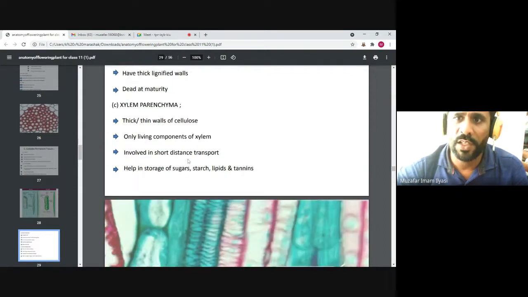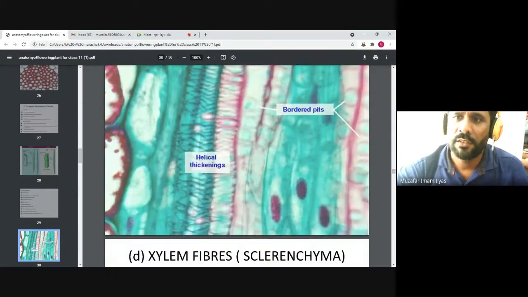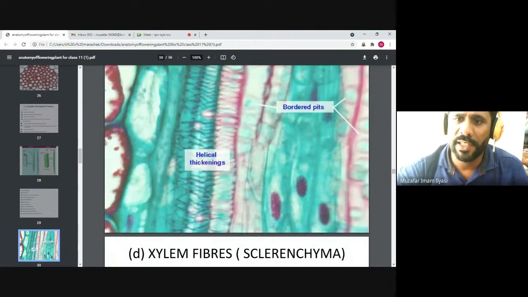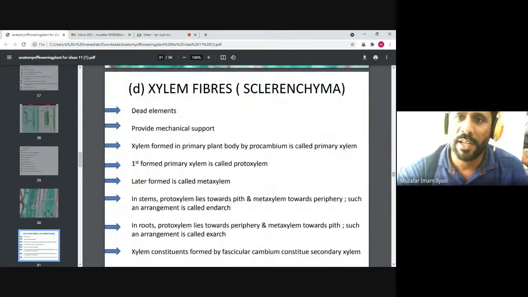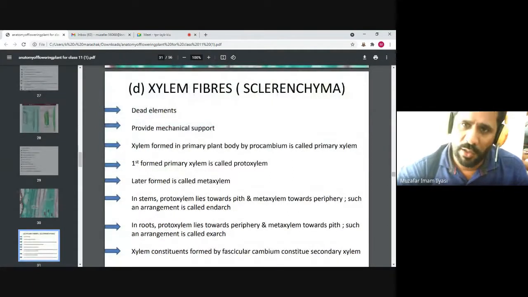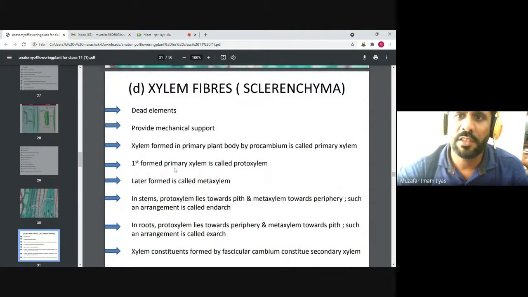Xylem parenchyma is the only living component of xylem, involved in short distance transport, and helps in storage of sugar, starch, lipids, and tannins. Always keep in mind this one is the only living component of xylem. See here, bordered pits and helical thickenings found in xylem parenchyma. And now the fourth element of xylem, xylem fiber, which is sclerenchyma. Sclerenchyma is just dead elements that provide mechanical support.